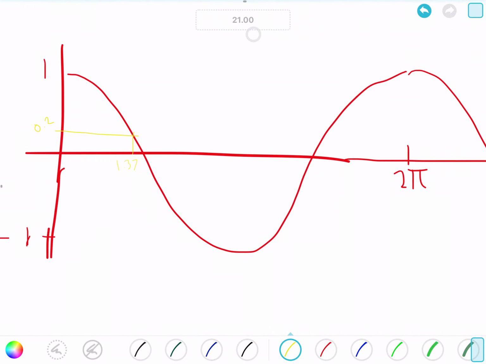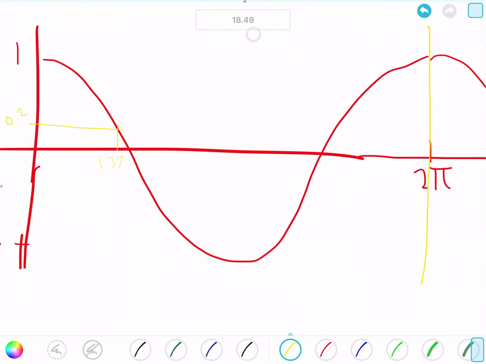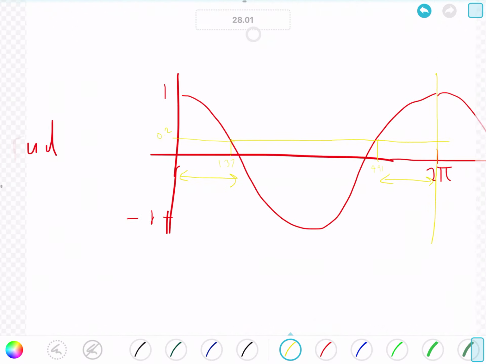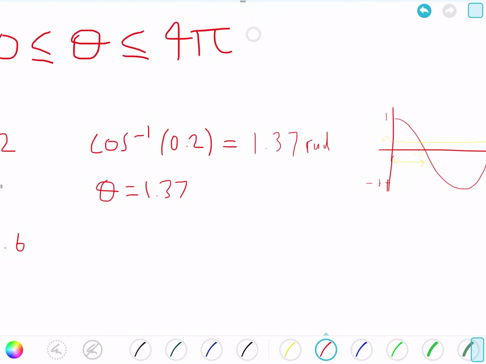Now using the symmetry of the graph like we did before, because it's symmetrical, another way to get 0.2 would be here. And that's just because this distance is the same as this distance. We can just do 2 pi minus 1.37. So we'll just type that in, 2 pi minus 1.37, and we get 4.91. So this point here must be 4.91 radians. So that's the second solution.